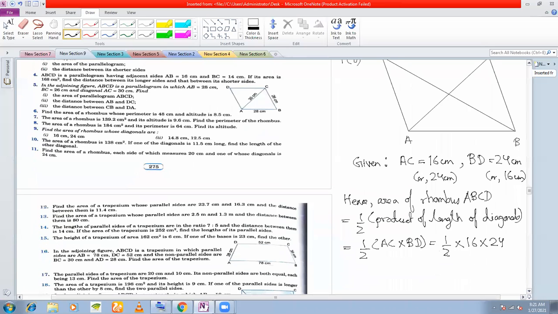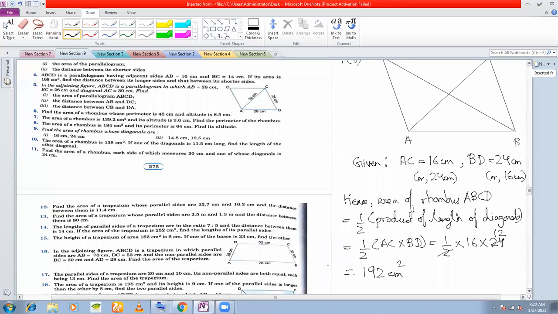That's it. So cancel this. Say 12, and 16 into 12 is 192 centimeter square. Okay. So that is how you find out the area of a rhombus.